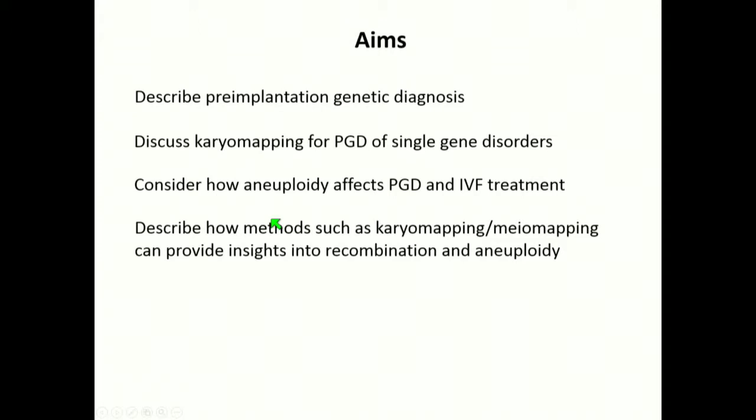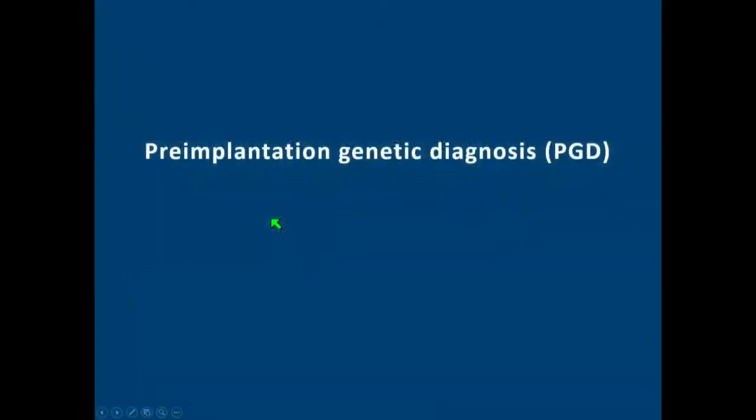I'll also consider why chromosome abnormalities may be particularly important when considering fertility treatments such as in vitro fertilization, IVF, and I'll describe how methods such as carrier mapping and the related method of Meio can provide some scientific insights into the basic biology of gametogenesis and embryo development.